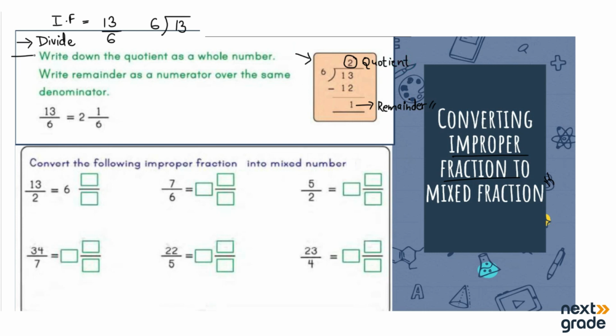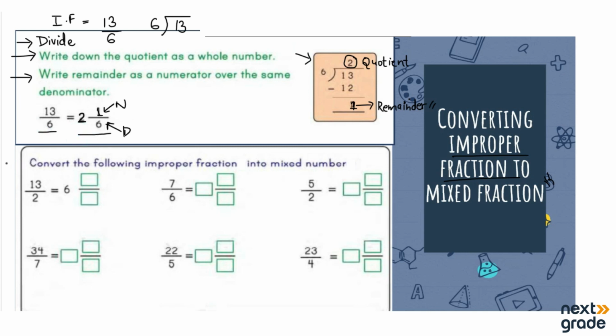So when you're converting it into a mixed number, the second step is write down the quotient as a whole number. Quotient को हम कैसे लिखते हैं? उसको हम whole number में लिखते हैं. Third step is write remainder as a numerator over the same denominator. जो आपका remainder था, that is 1, उसको आप कहाँ लिखेंगे? Numerator में. Alright, that is your numerator, and in the denominator you'll write the same number, that was 6. So this is how you can convert improper fraction into a mixed number.